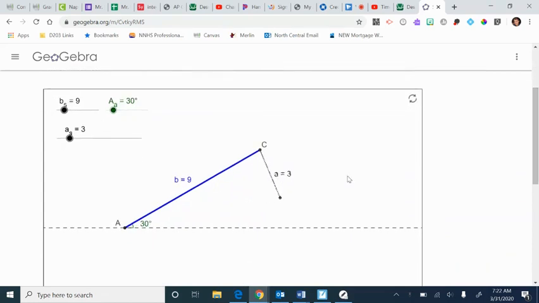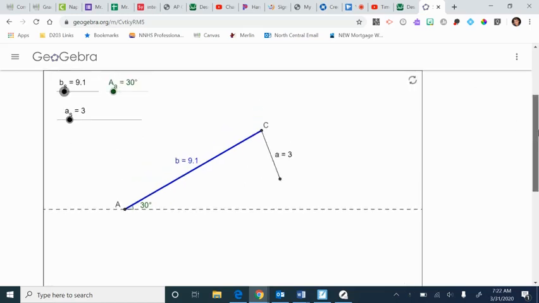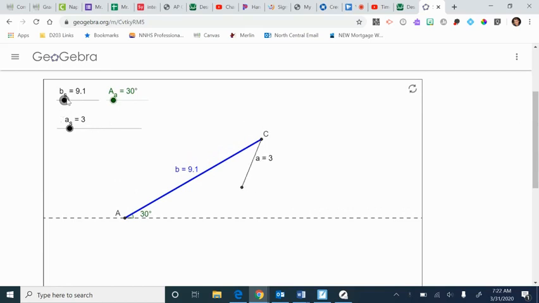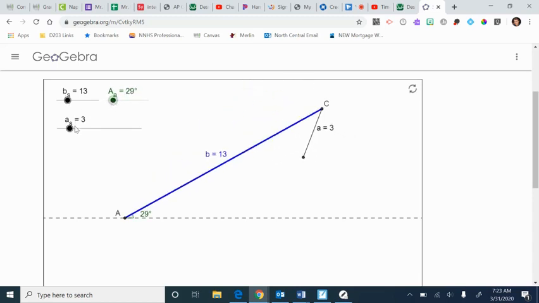The side length B is here in blue. There's nothing special about 9. You could slide that to make it longer or shorter, it doesn't really matter. And then angle A is just a default of 30. We could change that. And then our opposite side here, 3.